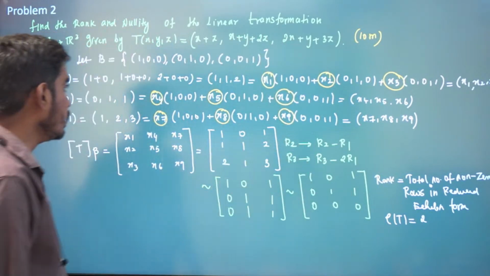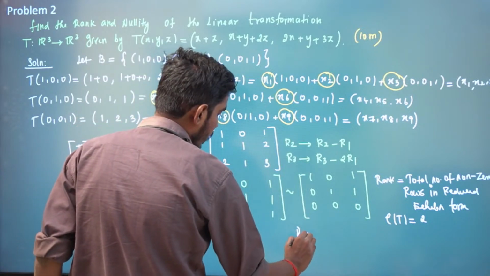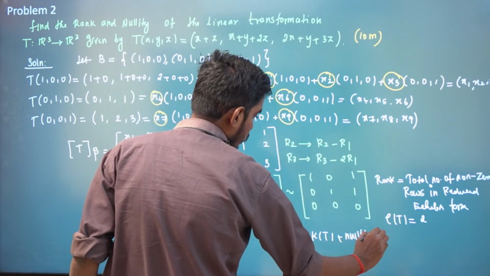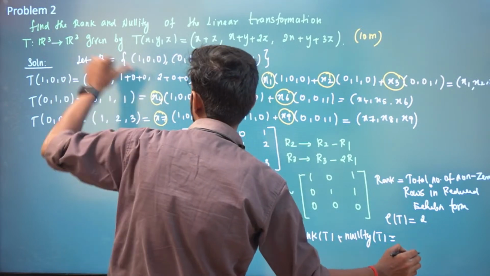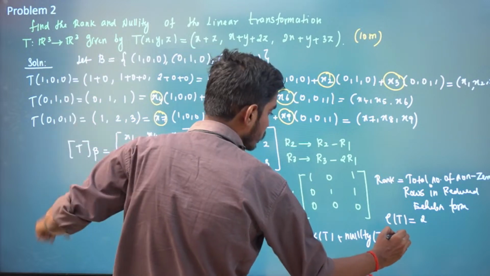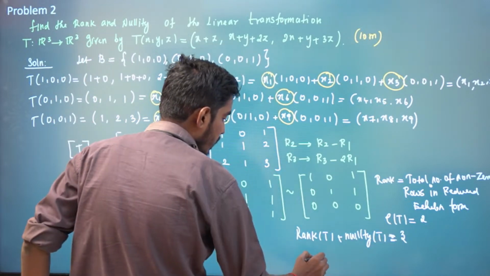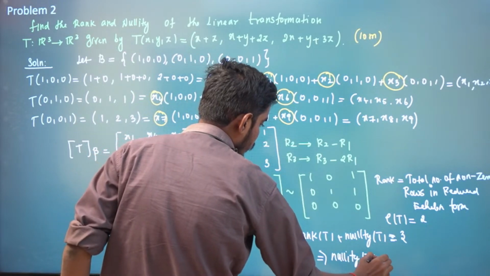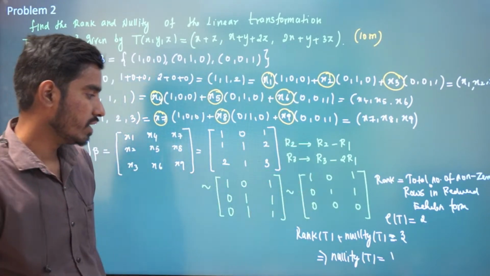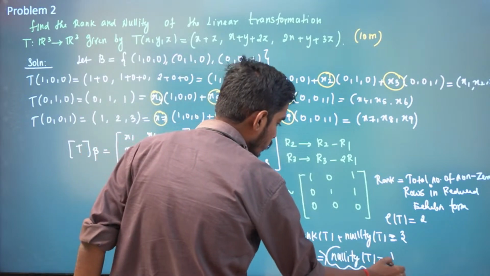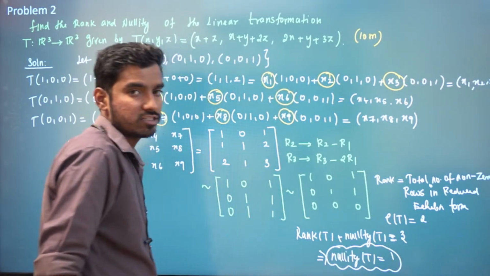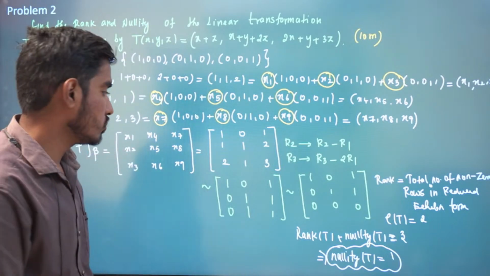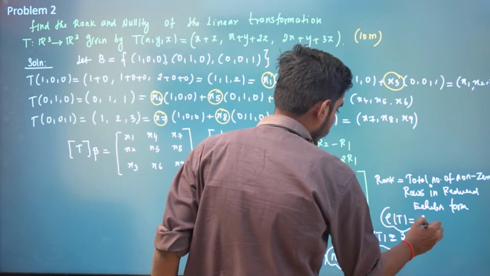And to find nullity, we know that rank of T plus nullity of T is equal to the dimension of the domain space. It is a map from R3 to R3. So nullity of T is equal to 1 because rank of T is 2. So 3 minus 2 is 1. Here they haven't asked you to find a basis for a null space. They are asking you to find rank and nullity. Both are numbers only, right? So nullity of T is 1, and rank of T is 2.